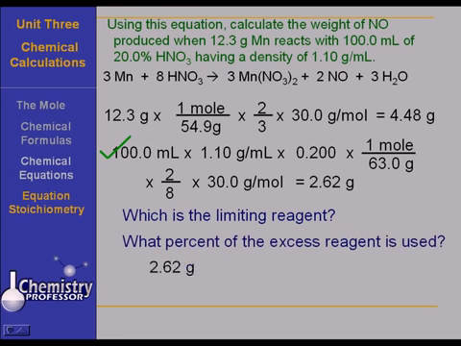To find the percent of excess reagent used, take 2.6 grams. That's the amount that was produced from the limiting reagent. Divide it by 4.48 grams. That's the amount that would have been produced had the excess reagent been all consumed. Times 100 tells us that 58.5% of the excess reagent was actually used. Look at that and see if it makes sense to you. It's certainly a quick and easy way to do it, isn't it?